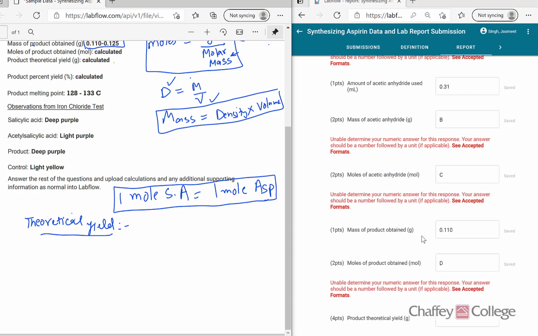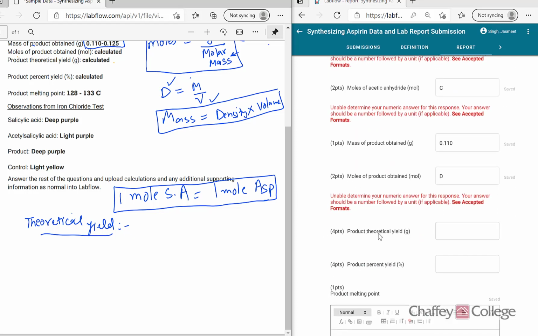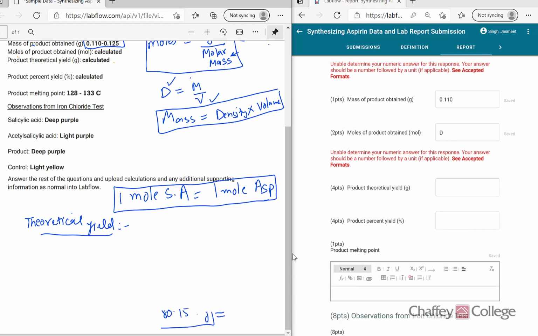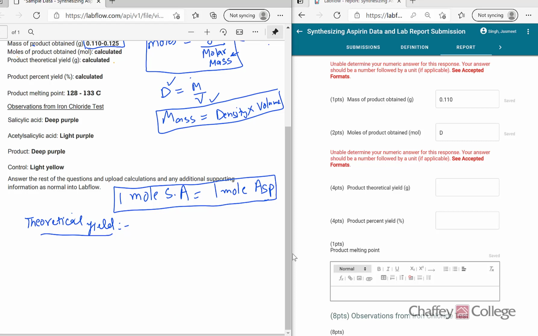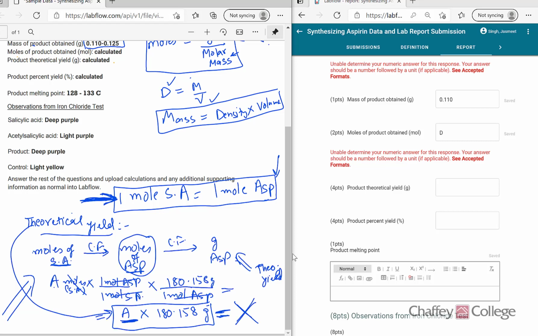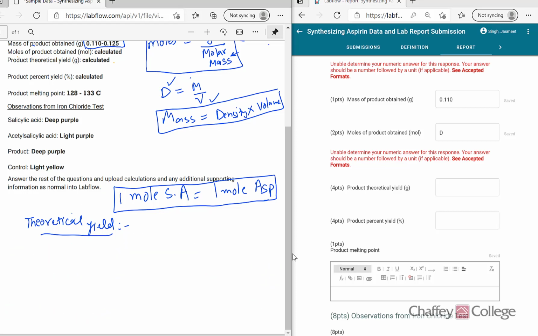Okay, so whatever theoretical yield you get from this value, let's call that theoretical yield X grams. Well, X looks like a cross, so let's use some other value.